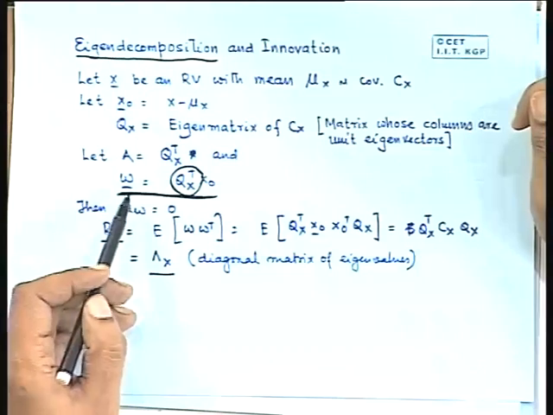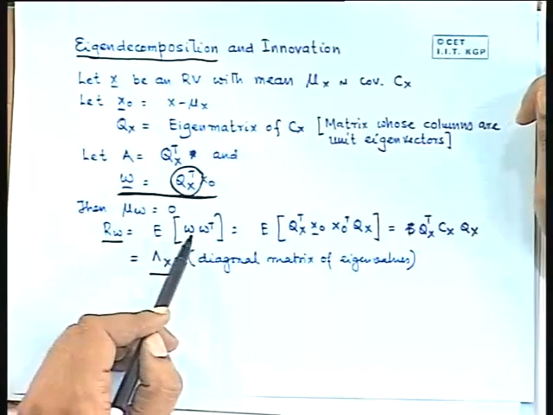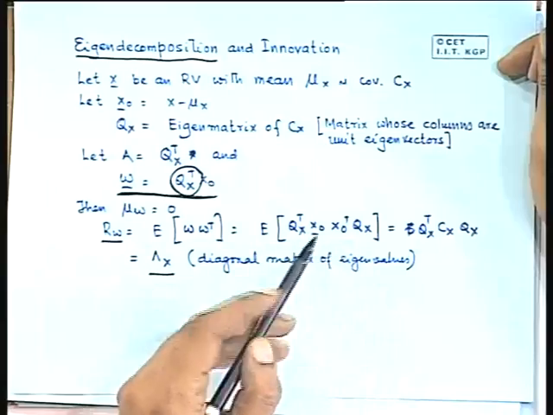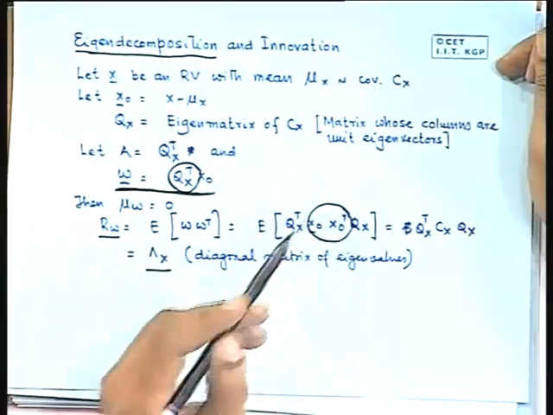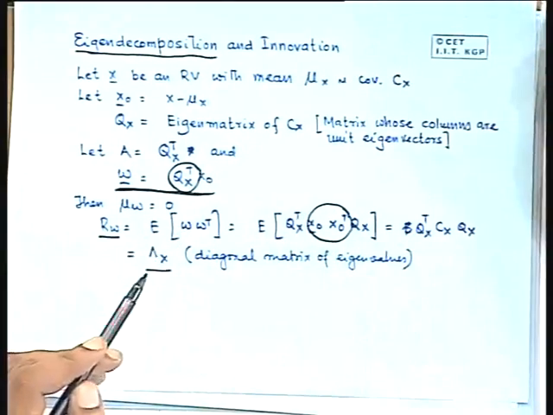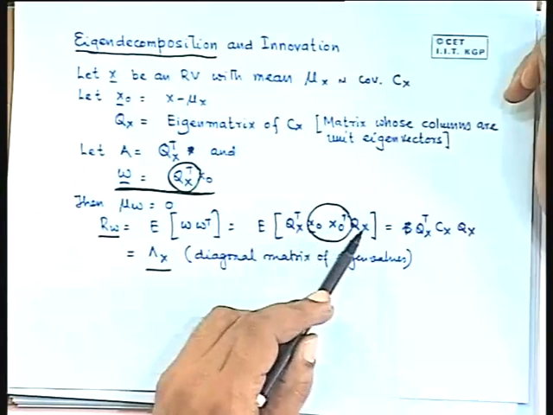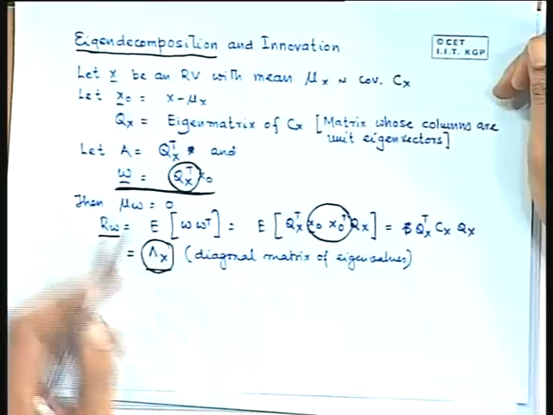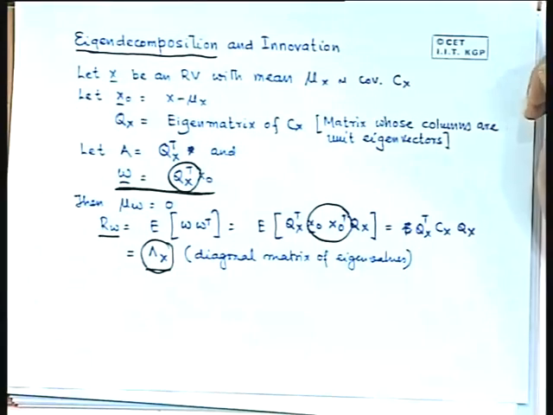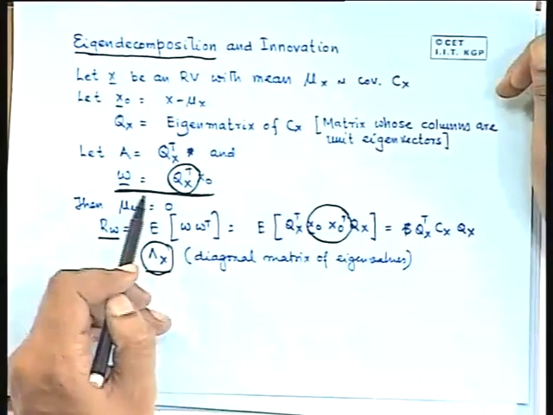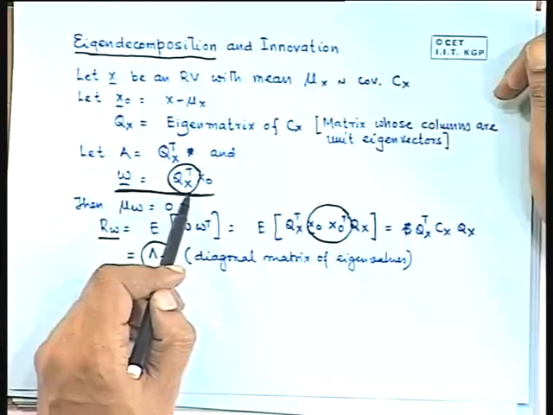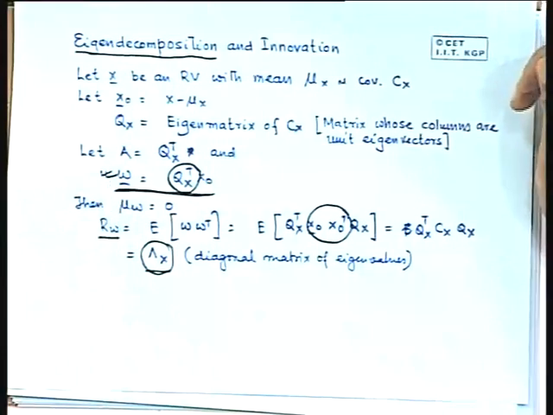That is simple, because if I define this, then what is the expectation of W W transpose? It is simply this. This is my Rx0 or Cx, whatever. So now I have Qx transpose Rx Qx, which is nothing but gamma x. That is my previous relationship. So you see that if I now transform this by this eigenvector matrix, I get the innovations. Right? That is why we needed to know what are eigenvectors.